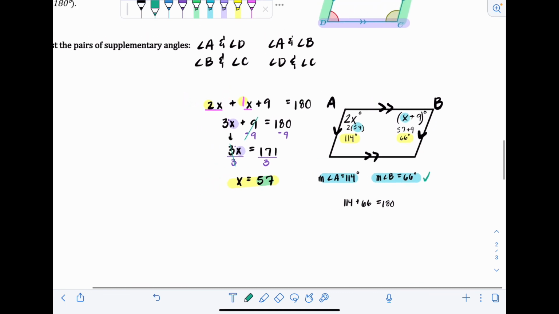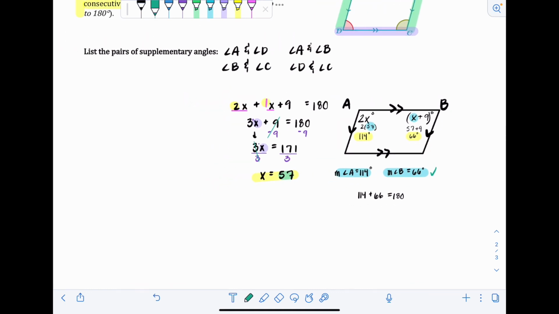Okay, sorry that question was just kind of thrown in there. I just wanted you to get an example with the supplementary angle one as opposed to ones that were perfectly congruent.